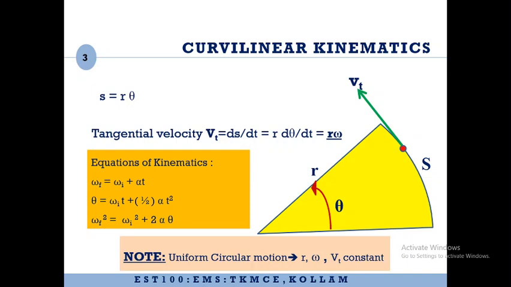Now these equations are analogous to the equations of kinematics in rectilinear motion. So if you know the equations of kinematics in rectilinear motion, then all you have to do is substitute the corresponding values in curvilinear translation. Final velocity you replace by final angular velocity, initial velocity you replace by initial angular velocity, acceleration you replace by angular acceleration alpha, displacement s you replace by angular displacement or angular rotation theta. So you will get these equations.